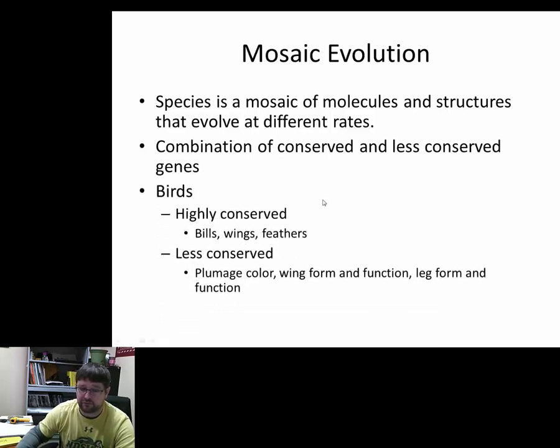Okay? So you can examine things like birds, and you can say, well, highly conserved genes are things like having a bill, okay? Having wings, having feathers. Less conserved could be related to some of these. You could have feather color. Even how the wing forms, like the length of the feathers, can be a little bit less conserved. Okay? The leg formation and function, where the toes and the digits are, how they face, how long they are.